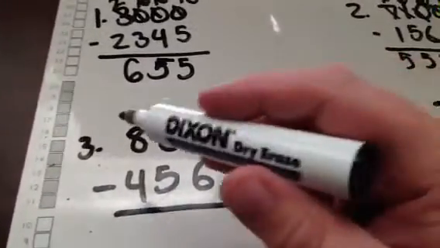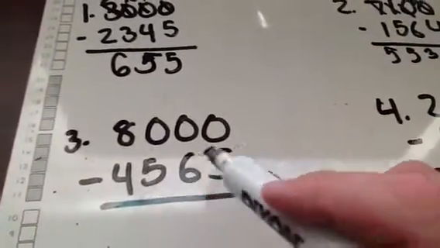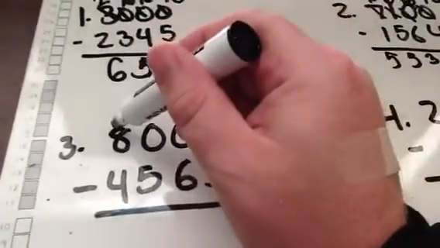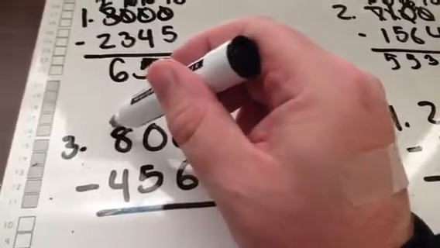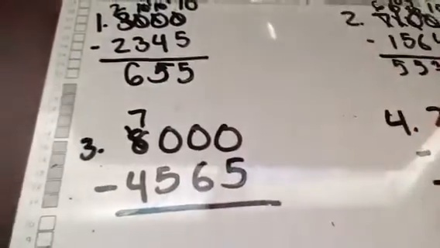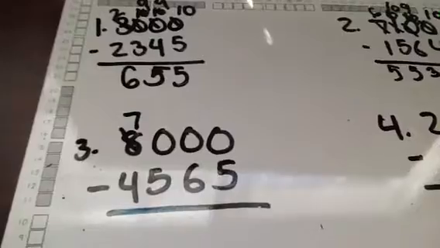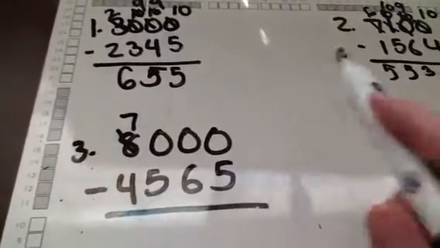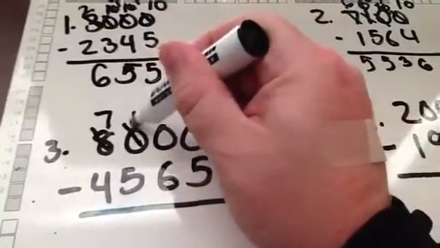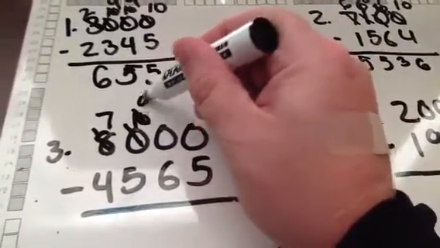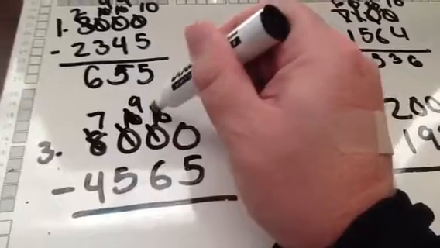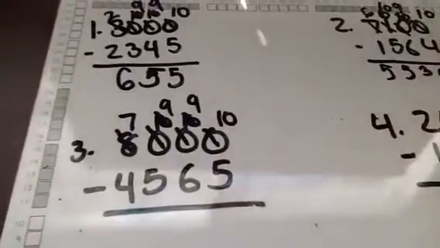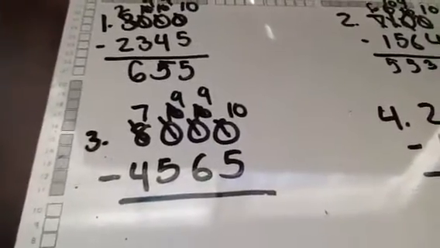Okay, number 3. We have 8,000 minus 4,565. Again, this is one where we're borrowing across zeros. So we're looking at our largest place value spot, which in this case is thousands. We're crossing it off and making it a 7. And now we're going to start working our way back. So that's a 10, but next door is a 0. So we're borrowing all the way across until we get to our 1s, and that's going to be our 10.